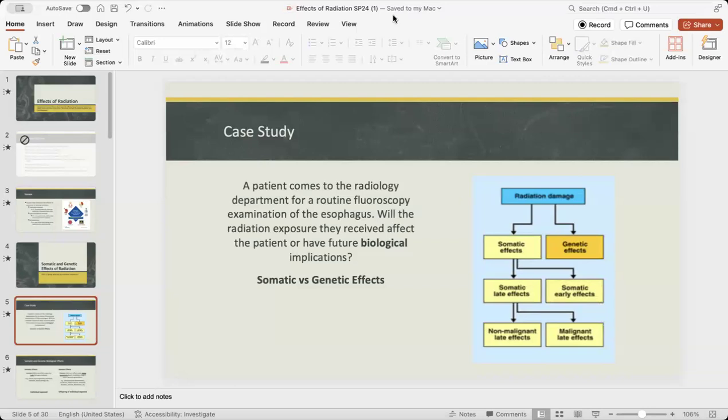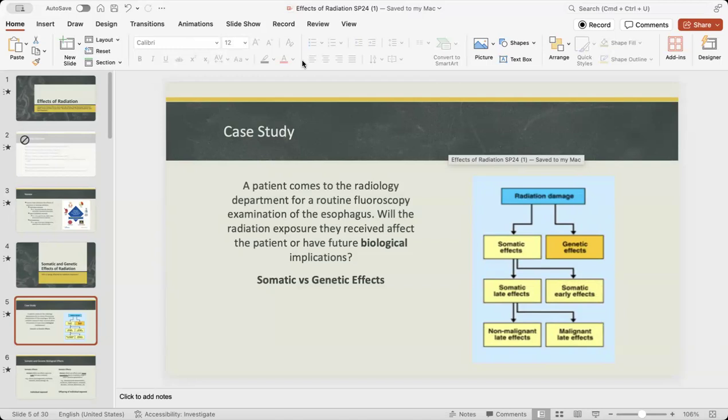Any takers? They could possibly get cancer down the line. Yes. So with this, you really don't know. With any radiation exposure, there's a chance, but we really don't know.